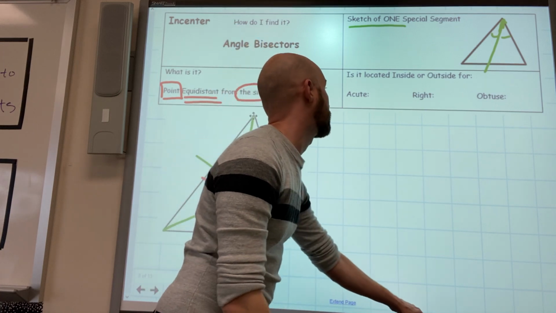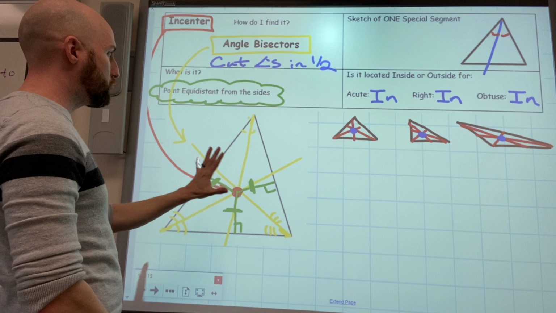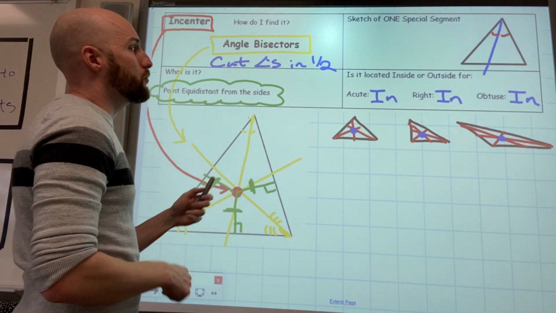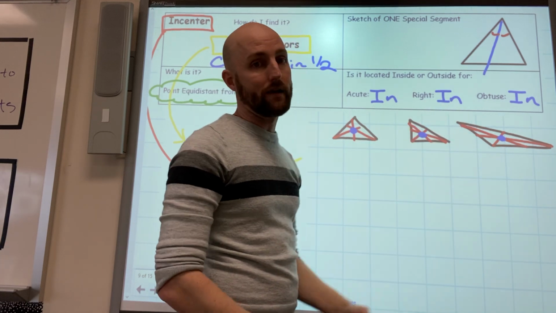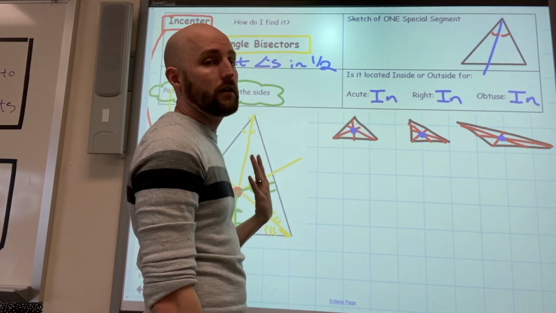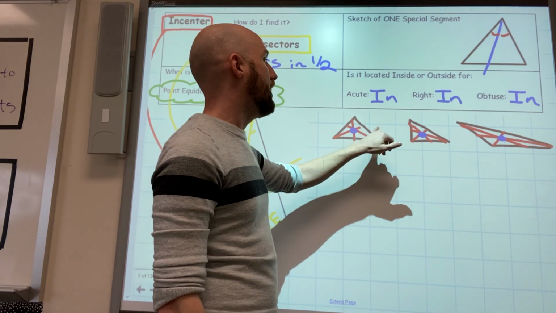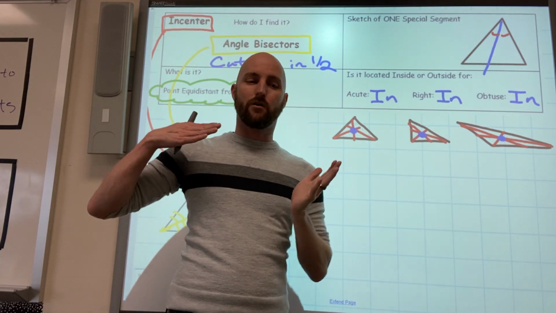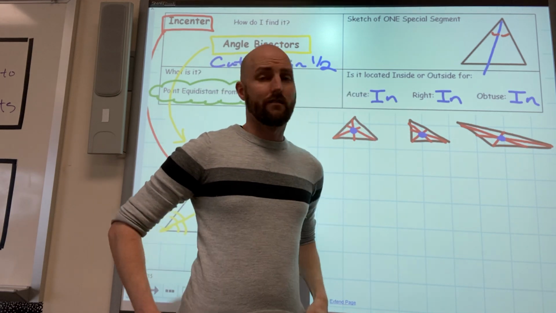Now, the in-center for all three of these, I'm going to go ahead and show you here. Oh, there's my pretty drawing. For all three, whether it's acute, right, or obtuse, it's going to be inside always. And so I have a quick sketch of that. You're welcome to sketch that if you want, or just write down they're all going to be on the inside. It's basically because of the way you're cutting the angles in half, it has to drive through the middle of the triangle every time, and so it always ends up on the inside.